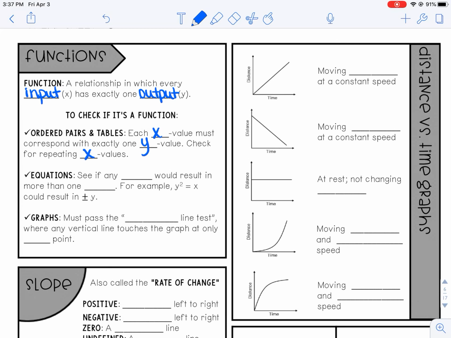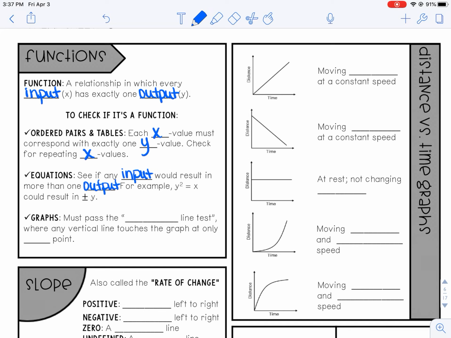So for instance, if your input is 1, your output could be 3. That would be a function. But if you have an input of 1 and your output is 3 or, I don't know, -5, then that is not a function. So you're making sure that your domain, or the x value, does not repeat. In equations, if you see any input that could result in more than one output, it would not be a function. For instance, if the output could be a positive or a negative.